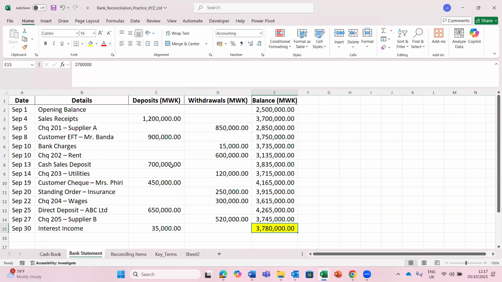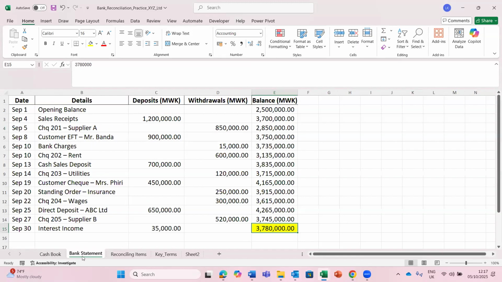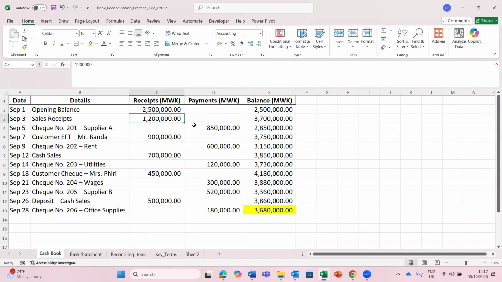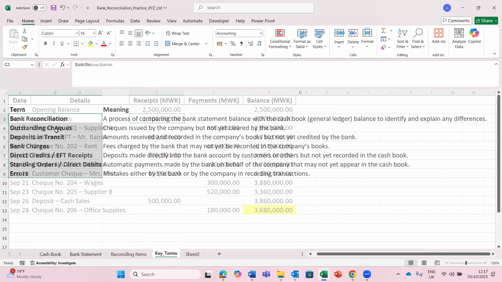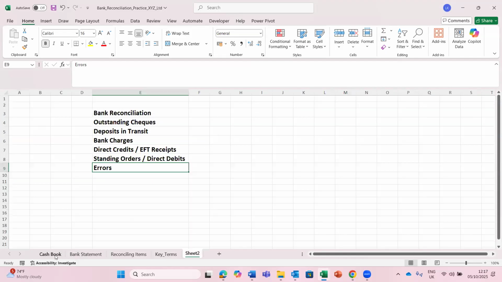So how do we make this reconciliation, right? This reconciliation is simple. What you do is you match transactions which appear both in the cash book and the bank statement. So let's start the reconciliation. Those transactions which match I'll give a color of green, and those which do not match I'll leave like that, and then we can categorize them according to these terms: outstanding checks, deposits in transit, bank charges, standing orders or direct debits, and then we have errors. All right.